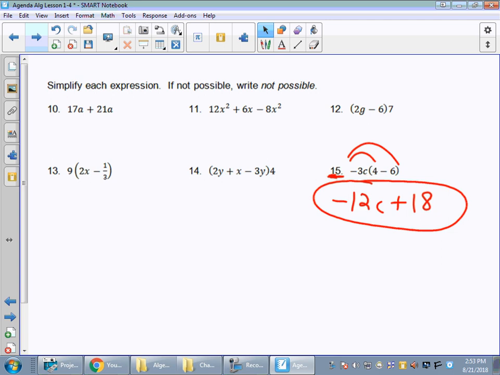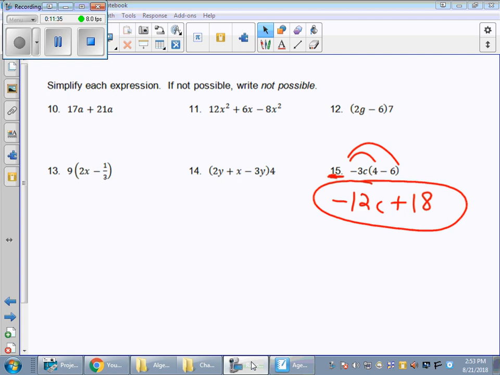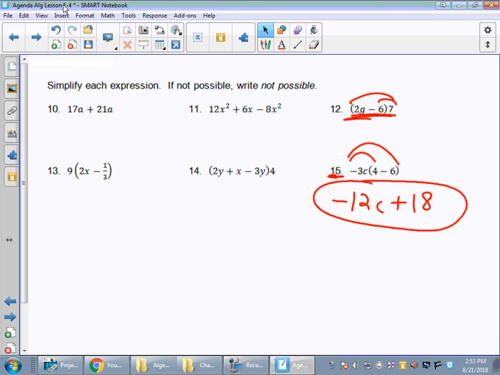And if we take a look, say, at number 12, just remember you can do this. It's just kind of written backwards here, where you're going to go with the 7 times the 2g and then the 7 times the negative 6, and you can still get your answer there. Okay? All right. Next, we're almost done.